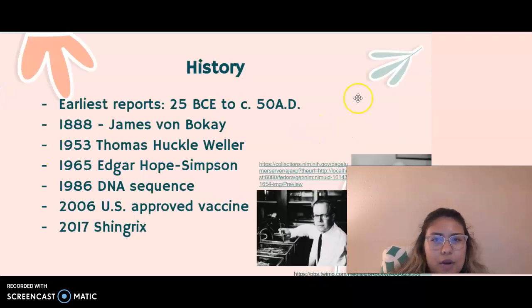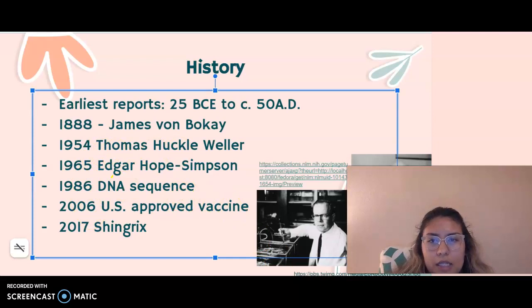Let's get into the history. So, the earliest reports are by an encyclopedist named Celsus in 25 BC to 50 AD, who coined the phrase herpes zoster. In 1888, we have James von Bokay, and he noticed that children who'd never had chickenpox before were getting chickenpox when they encountered patients with shingles. So he made that correlation between chickenpox and shingles. In 1954, Thomas Weller, right here, this is a picture of him, used a cell culture to isolate the varicella-zoster virus from vesicular fluid of a patient who had varicella.